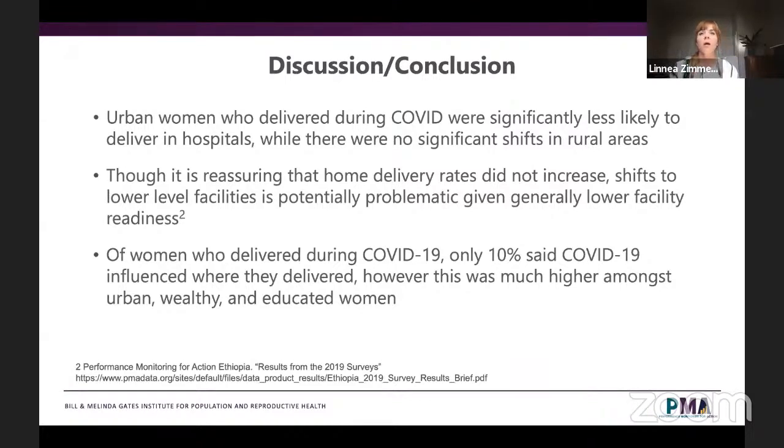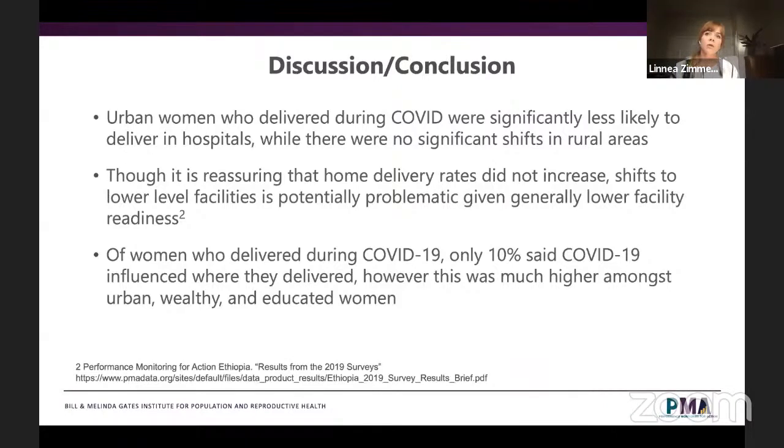deliver in hospitals, although there were no significant shifts in rural areas. And while it is reassuring that home delivery rates are not increasing, or at least not by this time, shifts to lower level facilities are potentially problematic. I mentioned before that we also do service delivery point surveys, and we do show that the health centers are significantly less likely to have access to all essential medicines, as well as other quality indicators. So the shift to lower level facilities is potentially problematic, particularly for women who may experience a complex obstetric emergency.